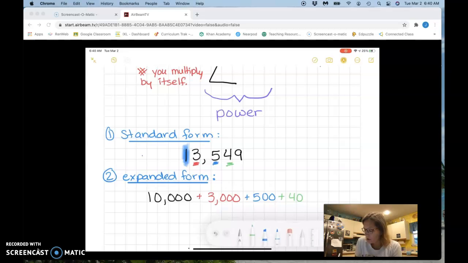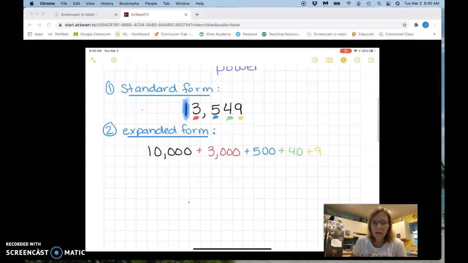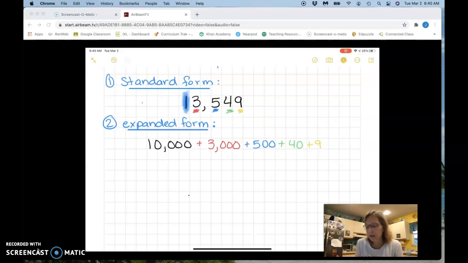And then the last digit is just the ones place. So you just add that number on at the end. Okay, so this would be expanded form, writing what each place value stands for with plus signs in between. So this number, 13,549, is the same as 10,000 plus 3,000 plus 500 plus 40 plus 9. Now, they want us to write this in exponents though. This is kind of a new twist. So let's write this expanded form now in exponents, which is not as hard as it sounds.